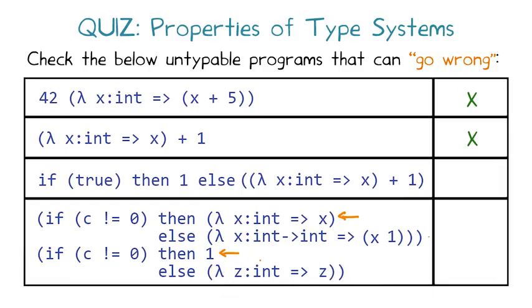On the other hand, if c were to equal 0, then the first Boolean expression would output a function which takes a function mapping ints to ints and returns an int, while the second Boolean expression would output a function mapping ints to ints. And so the resulting function application would also be well defined.